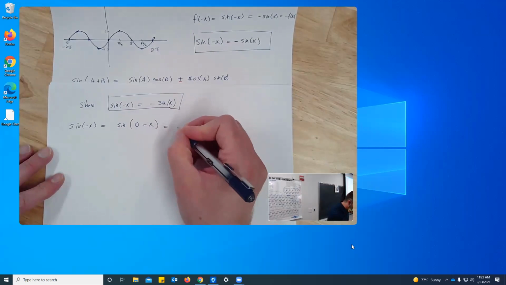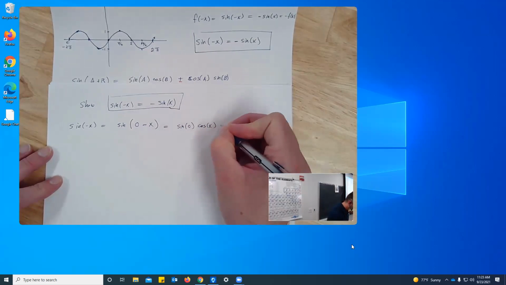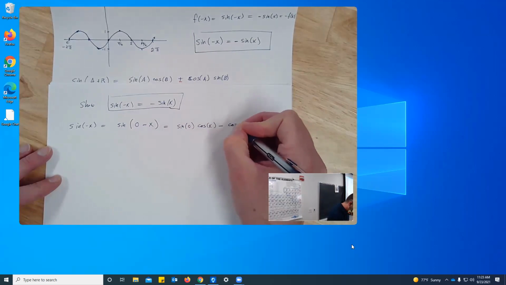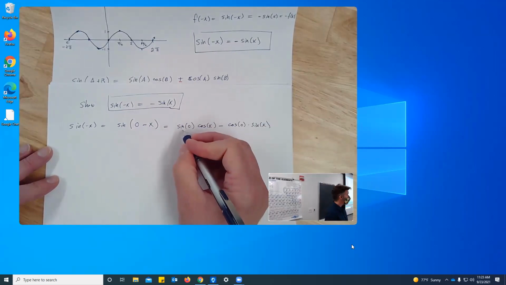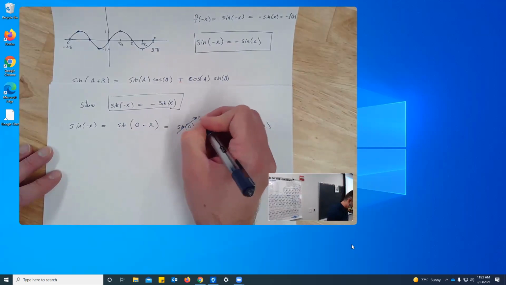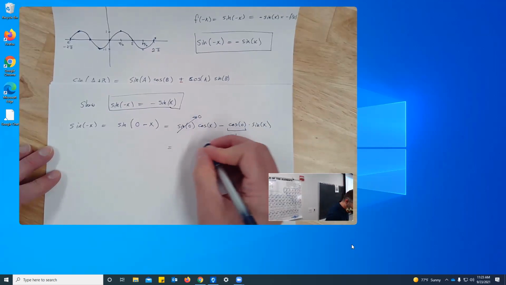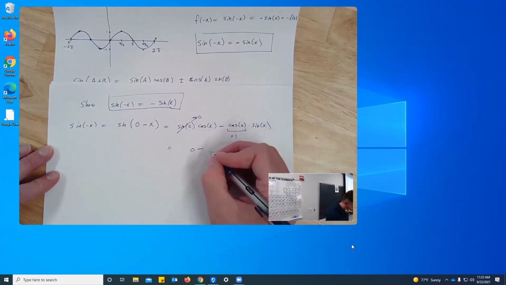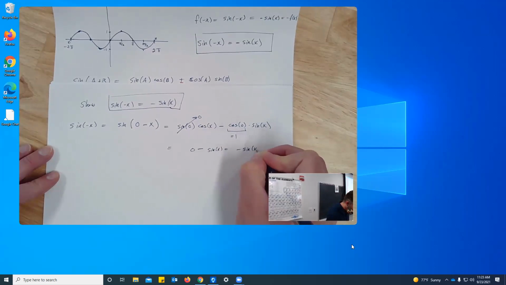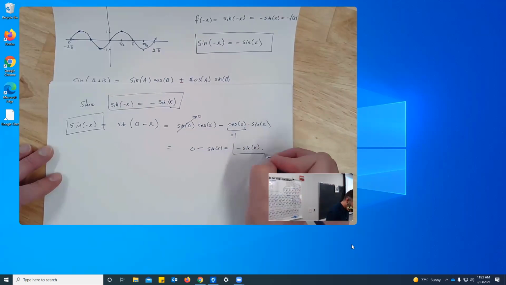Say, okay, that's going to be sine of 0 times cosine of x minus cosine of 0 times sine of x. Sine of 0 is equal to 0. Cosine of 0 is equal to 1. So that's going to be 0 times cosine, which is still 0, minus 1 times sine, which is just equal to negative sine of x. And we've shown it. Sine of negative x is equal to negative sine of x.